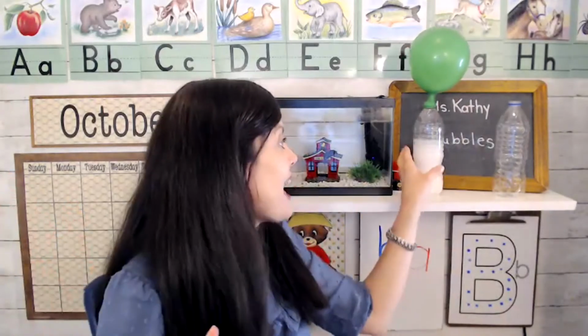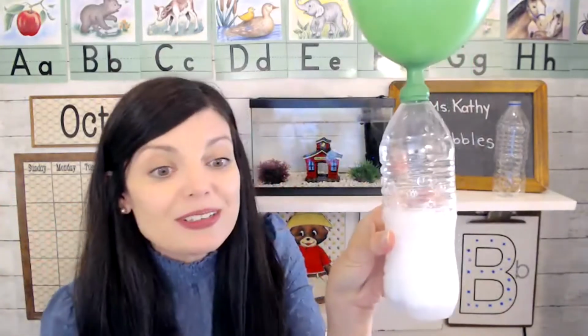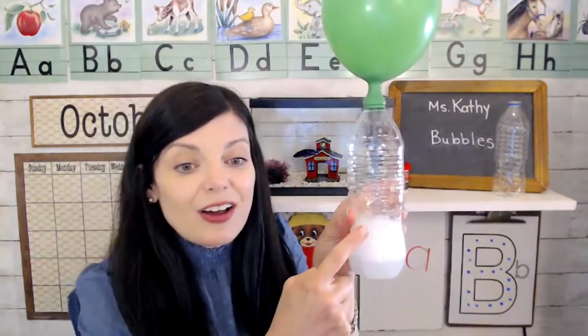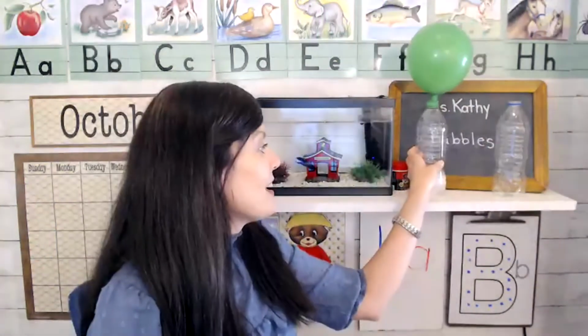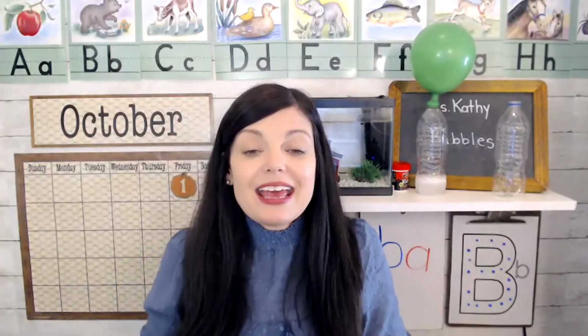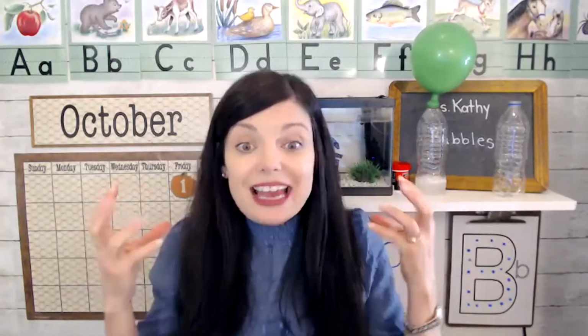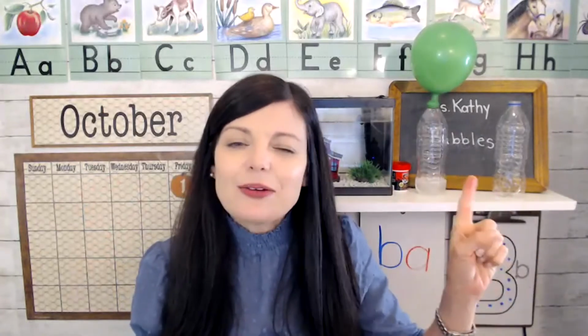Wow, look at the balloon. It's blowing up. Let me tell you what's happening. Can you see all those bubbles? When I mix the vinegar and the baking soda together, a chemical reaction happens. It releases carbon dioxide bubbles, and that gas goes up and fills up the balloon. That was pretty cool. I think we can do one more science experiment.